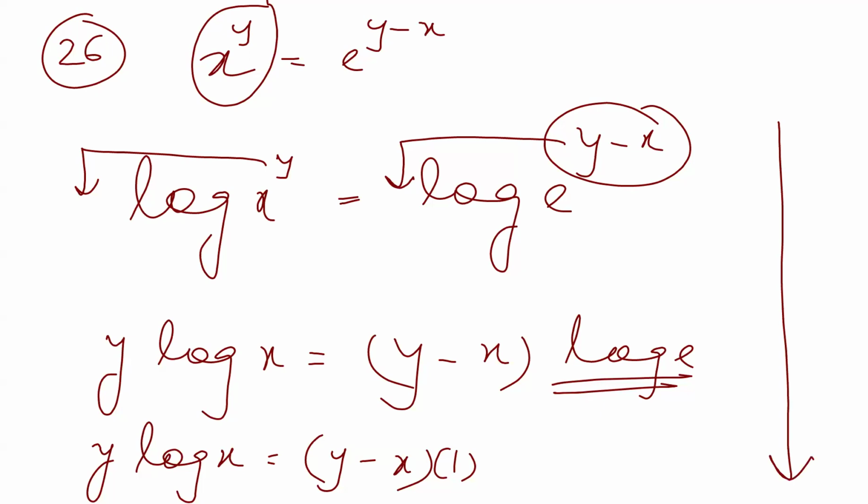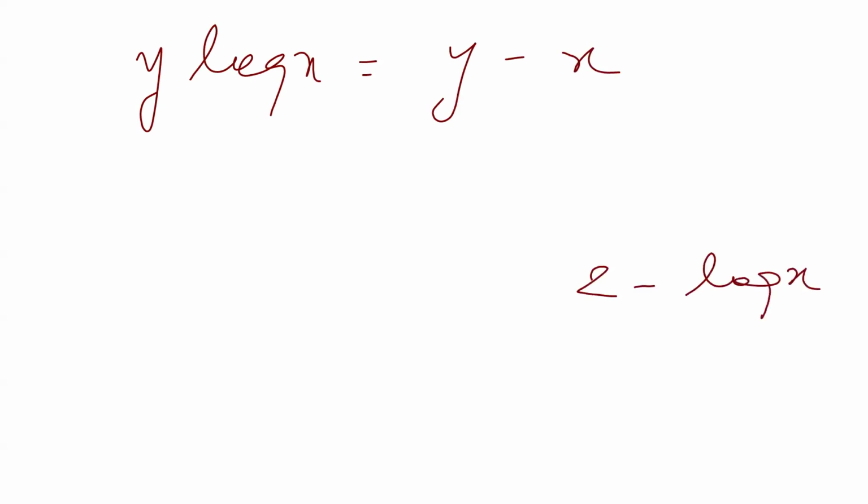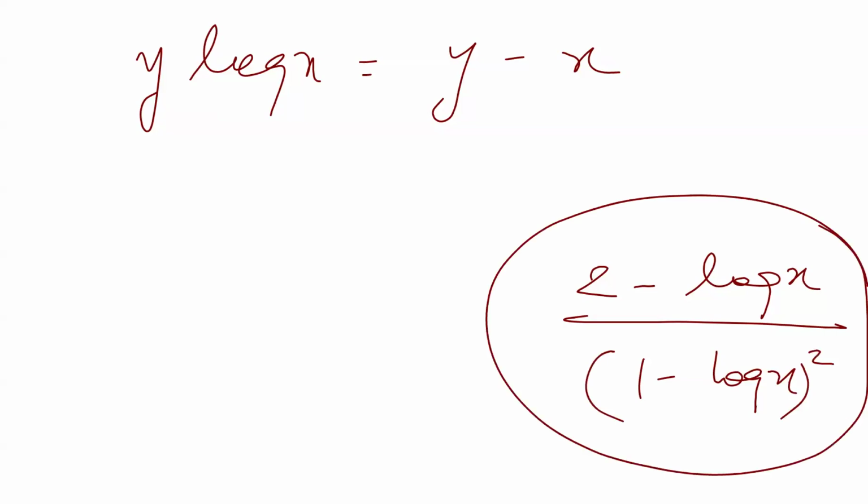So (y minus x) into 1 is y minus x. So y log x equals y minus x, right? Now take a look at the proof. You can derive at this particular point also, not a problem. But just take a look at the proof. On the right hand side, (2 minus log x) upon (1 minus log x) the whole square, are you observing something? What is your observation about the right hand side?